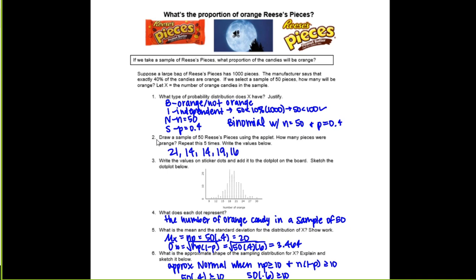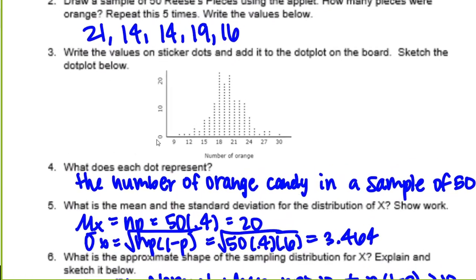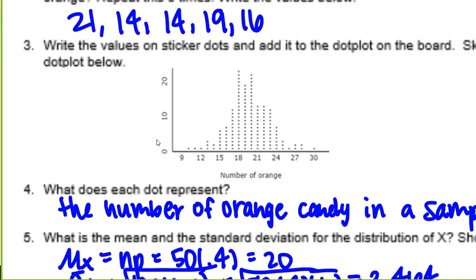These are mine that I did when I did this activity. I got 21, 14, 14, 19, and 16. So you guys would have gotten 5 different values. And then when we plot them all on the same dot plot, I had to use a different method, but this is probably what our graph looks like.